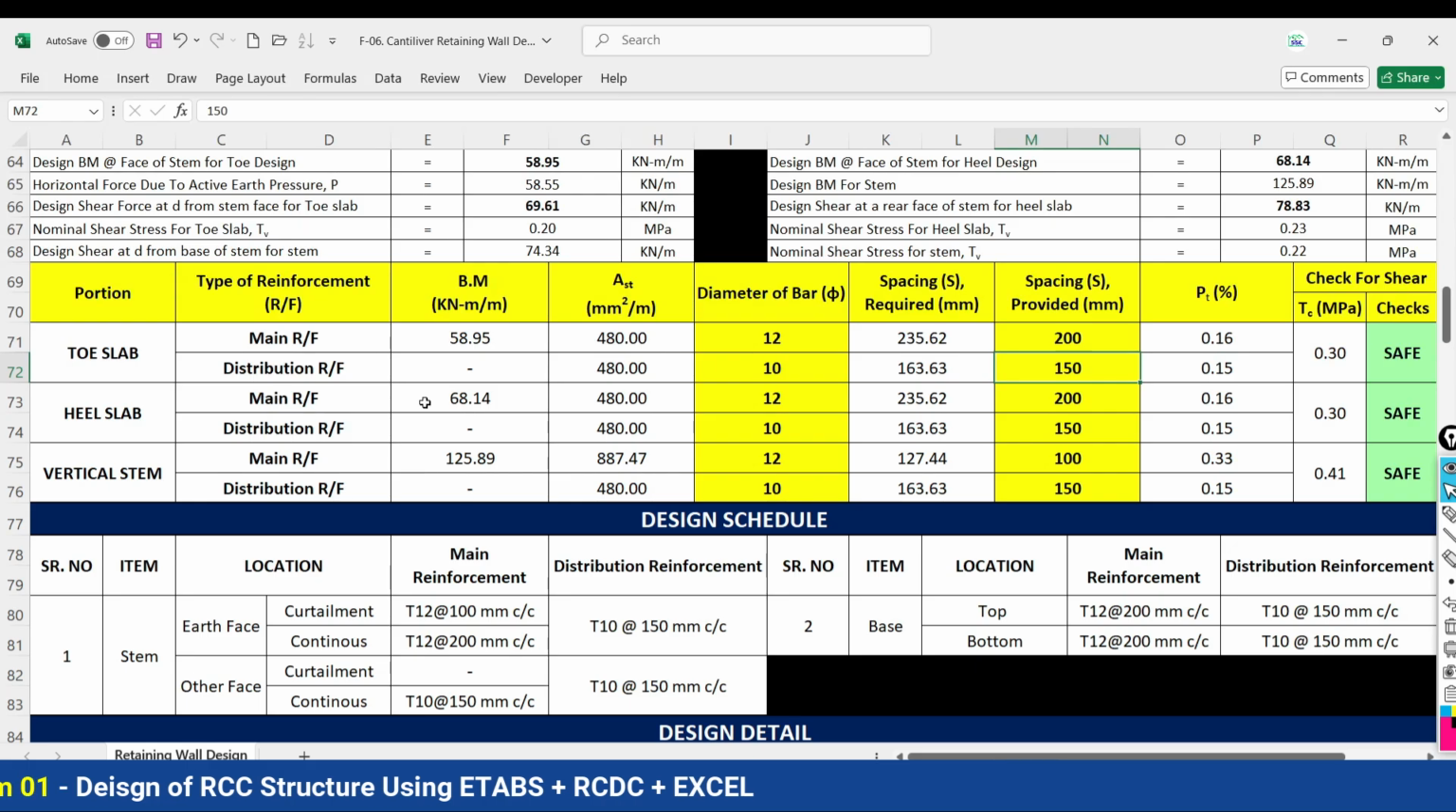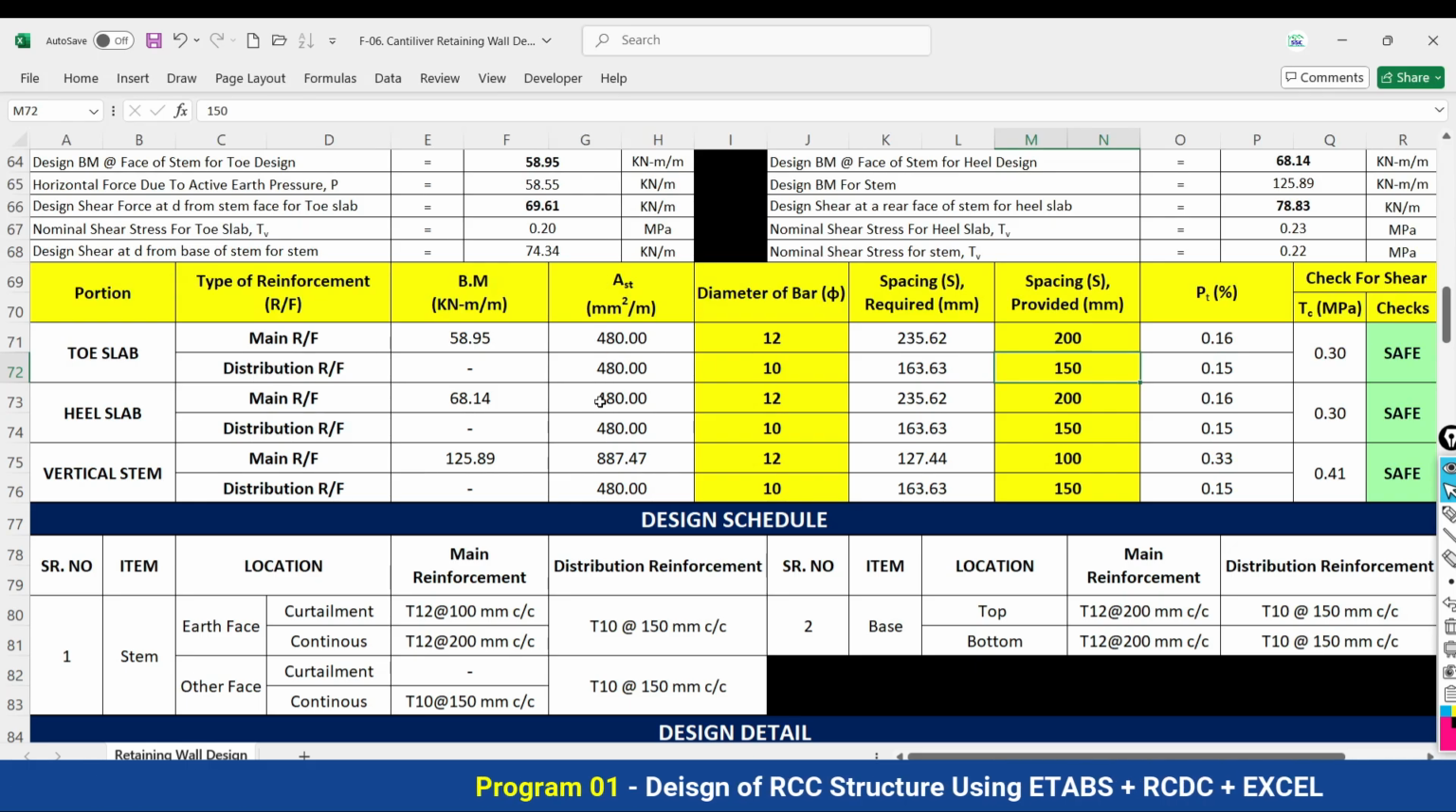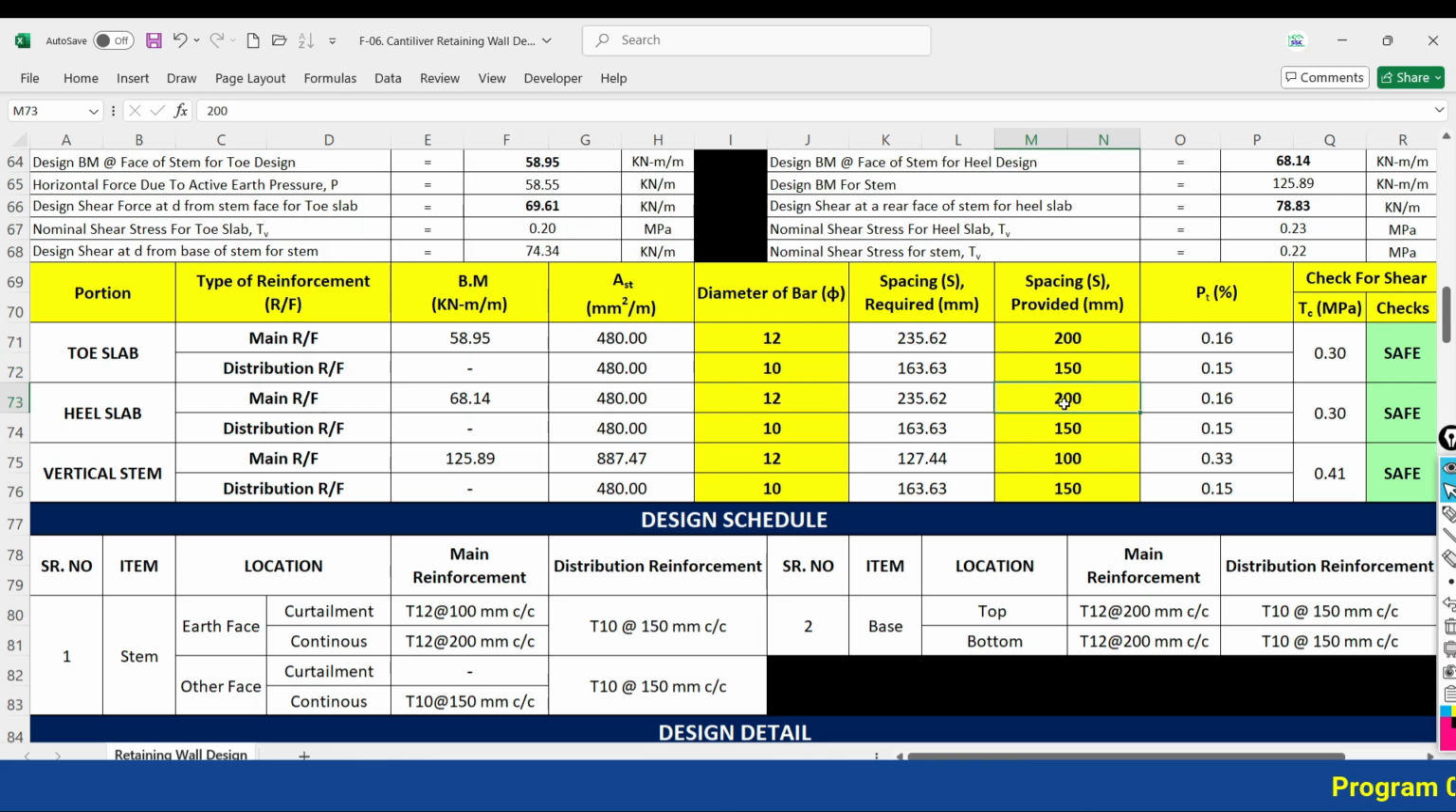For the heel slab, the reinforcement demand is 480. Minimum demand is also 480. So 12 mm diameter of bar at 235. Again we are going to provide 200 mm center to center. So percentage of reinforcement 0.16. Again it is safe for the shear.